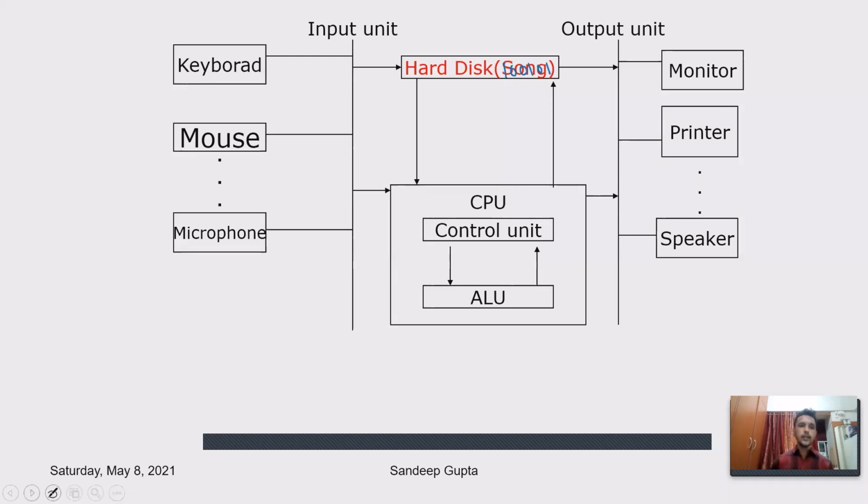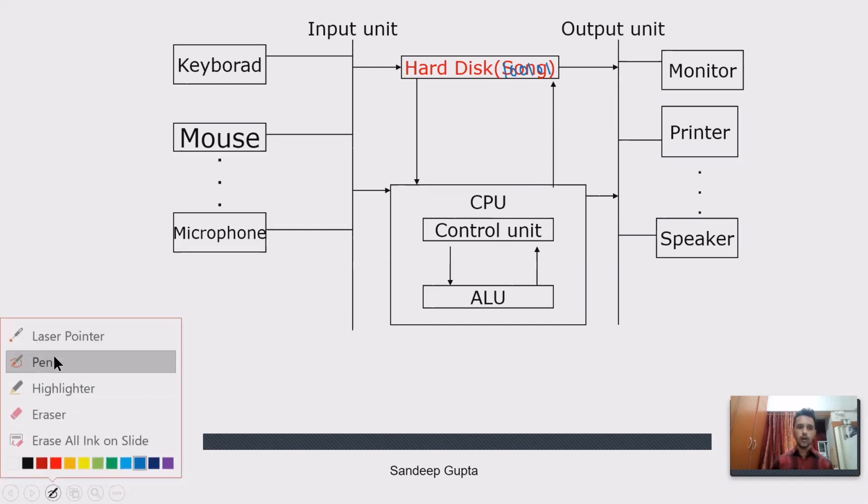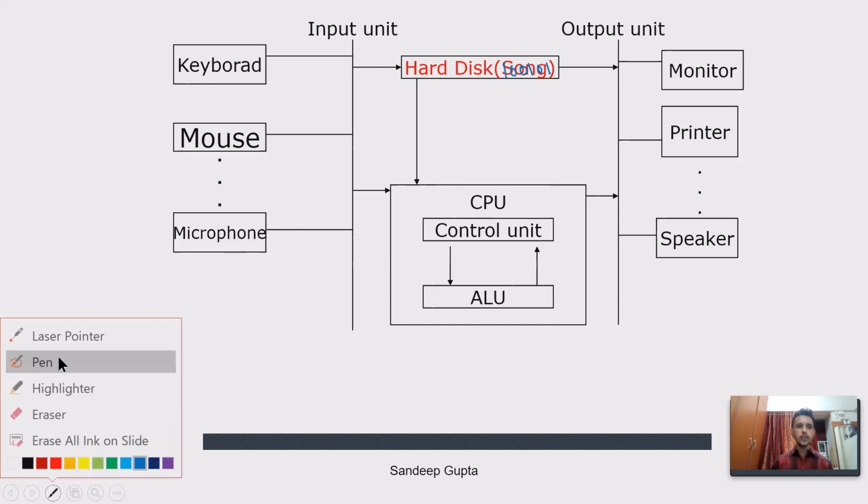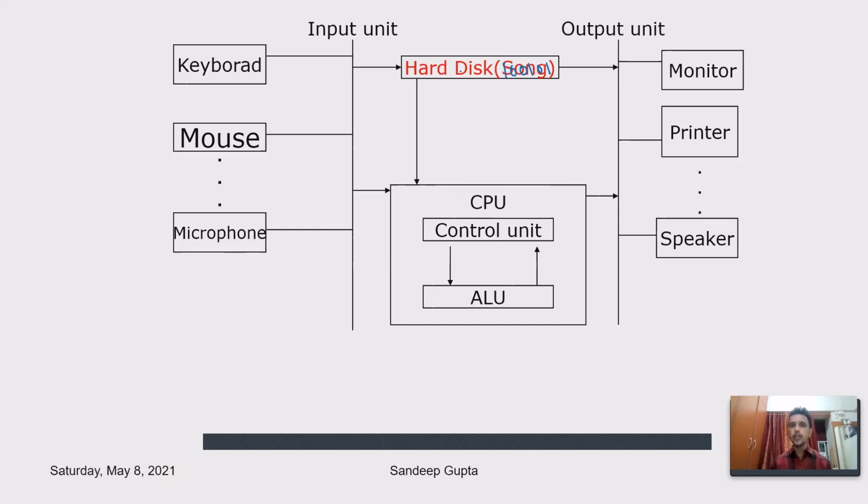Now what will happen is that when you double click on that song, these ones and zeros will start flowing from hard disk to CPU. By the way, I'll just remove this arrow, it is not required, so let it go. Now, what will happen is these ones and zeros, they will start flowing from the hard disk to CPU.